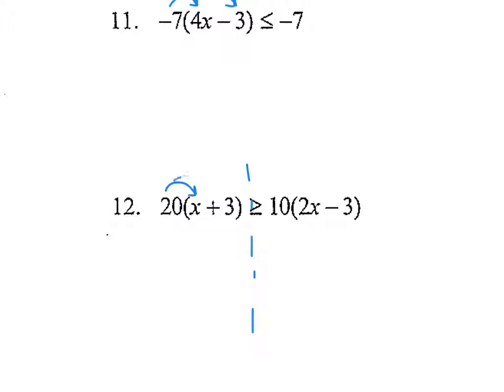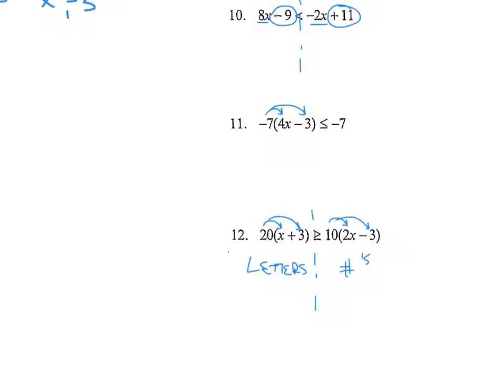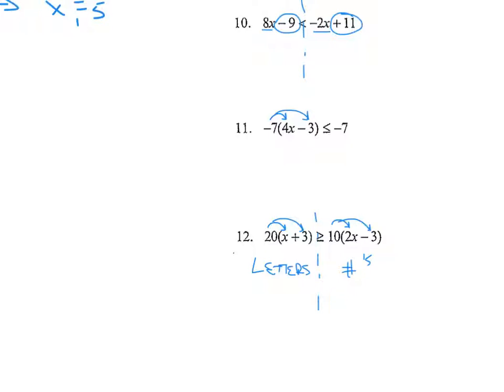You're going to multiply that number through first, and then get all the letters on one side and all the numbers on the other. I would want letters on the left. Letters left. Numbers over here. And just remember, if you ever multiply or divide a negative across, you've got to flip this sign around. Okay?